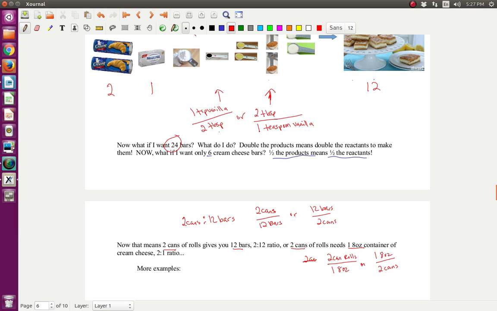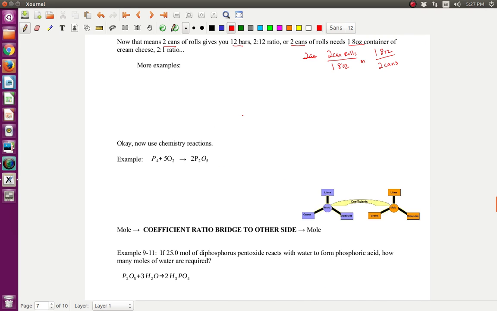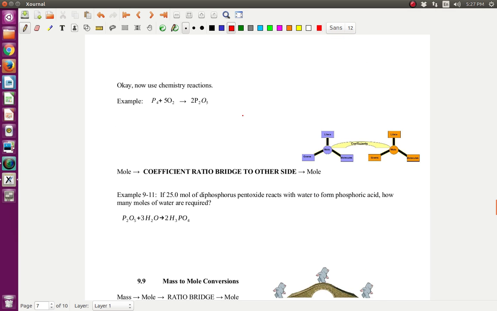And then the ratios are used in the math just like conversion factors. Okay? So I can do any kind of ratio that I might need. So now let's move on and see how those ratios work with chemistry. In chemistry, again, we have the reactant side and the product side, right? And there's a ratio again.